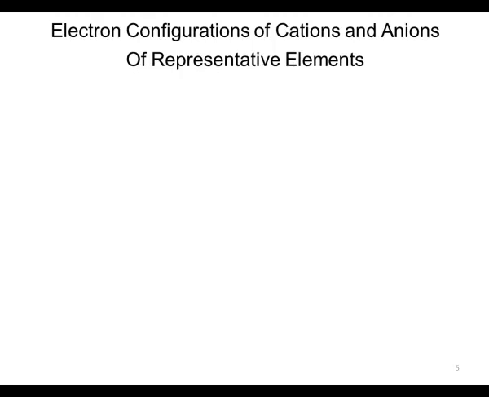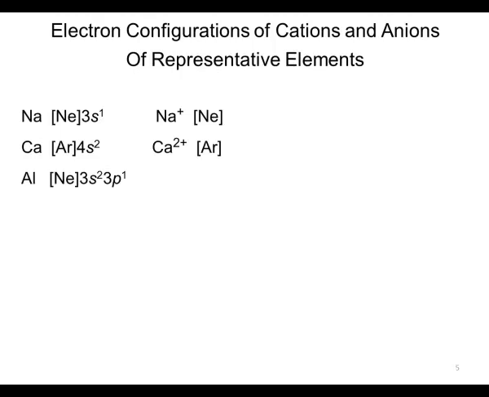Let's look at the electron configurations of some cations and anions. Sodium is neon 3s1. The ion is formed by removing the outermost electron from the 3s orbital. Similarly, calcium is argon 4s2. Remove those 2 electrons and you have the calcium ion.